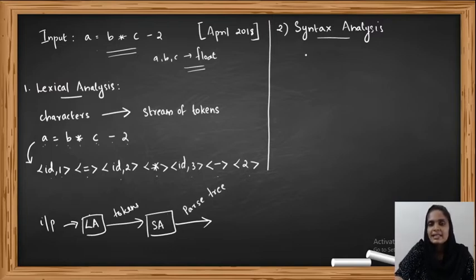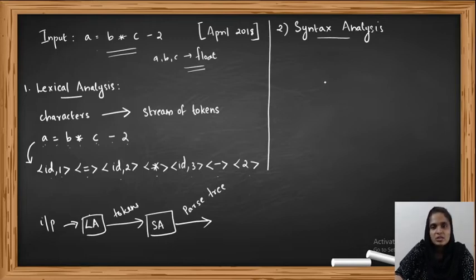So here in the second phase, the syntax analysis, the tokens that were produced from the lexical analyzer will be given as the input to the syntax analyzer, and the syntax analyzer will convert these tokens to a parse tree. Parse tree is simply a graphical representation of these tokens. So in syntax analysis, we are not doing any extra calculations or something like that. We are just representing these tokens in the form of a tree.